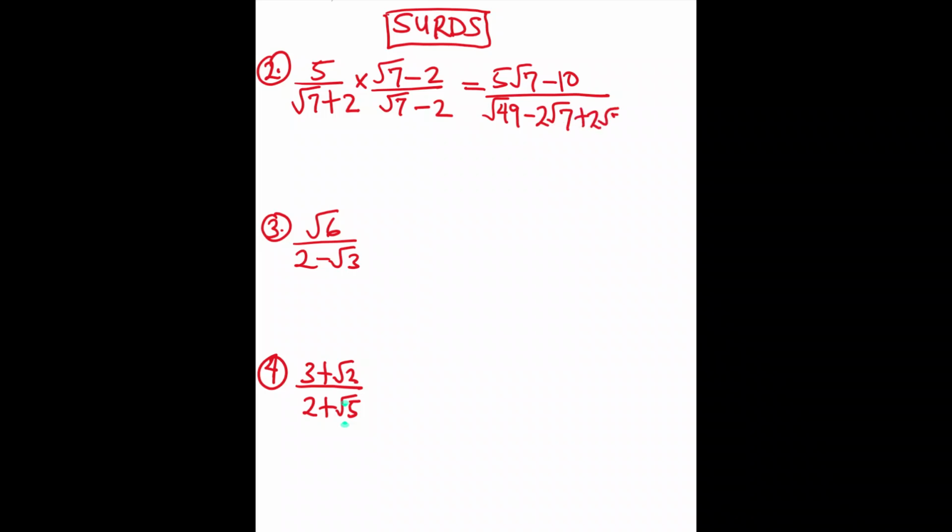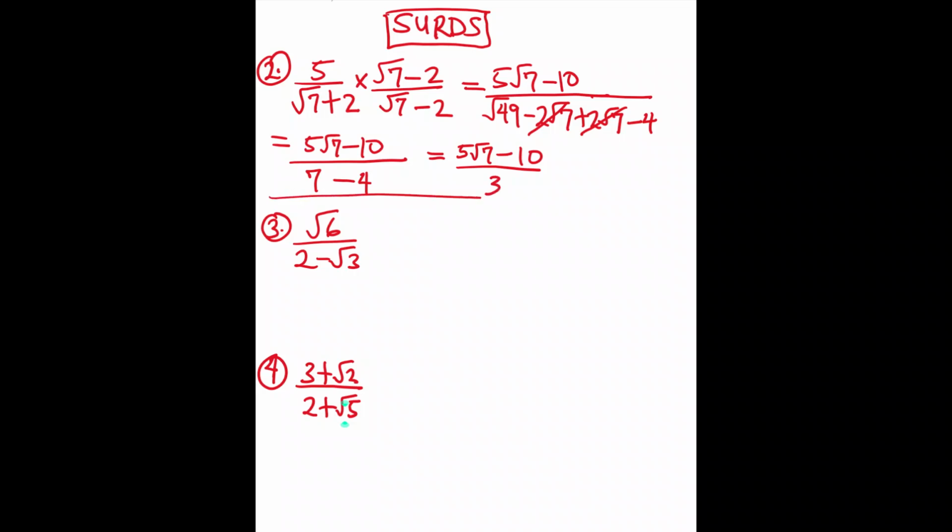And then plus 2 times root 7 will give us plus 2 root 7. And 2 times minus 2 will give us minus 4, right? So now we have 5 root 7 minus 10 over root 49 minus 4, and the two middle terms cross out each other, they give 0. Root 49 is 7, and 7 minus 4 will be 3. So we'll write it as 5 root 7 minus 10 over 3. That's the answer for that.